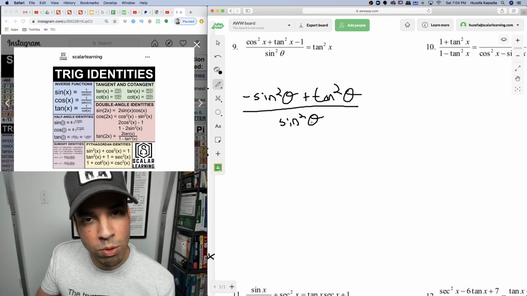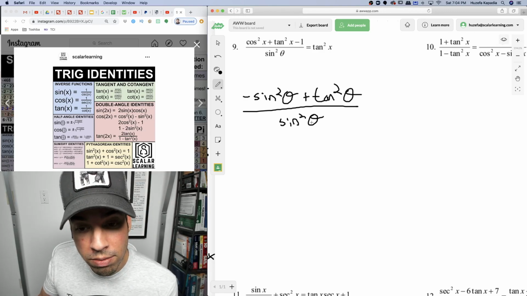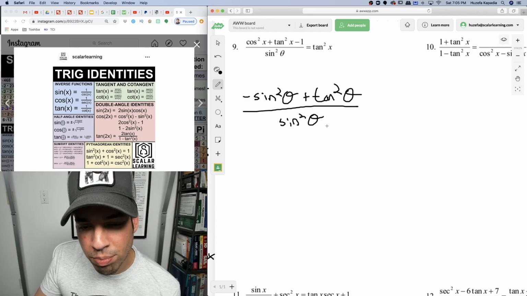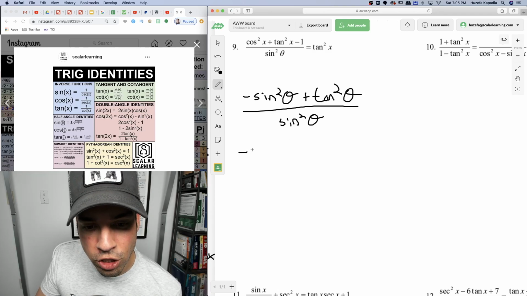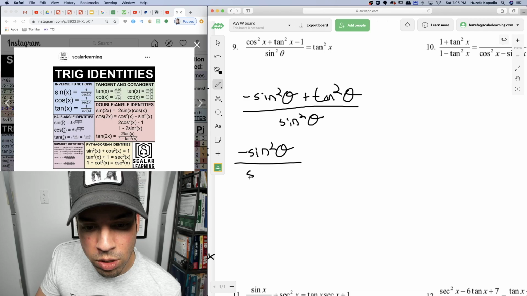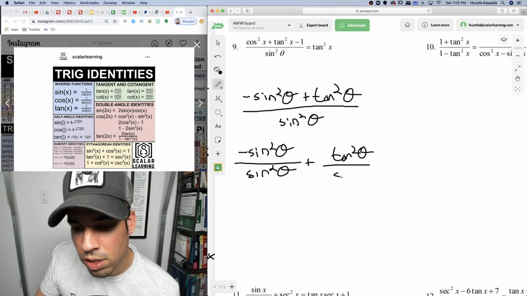And again, look, there are different ways to do this. I'm choosing this as my way of evaluating it. There are other ways to do it, I'm sure. Then next, I'm going to break this up into 2 different fractions, which I'm allowed to do since I have that shared denominator. I can say negative sine squared theta over sine squared theta plus tangent squared theta over sine squared theta.